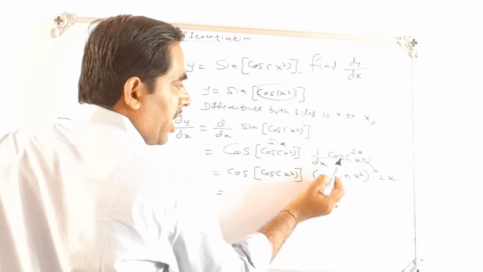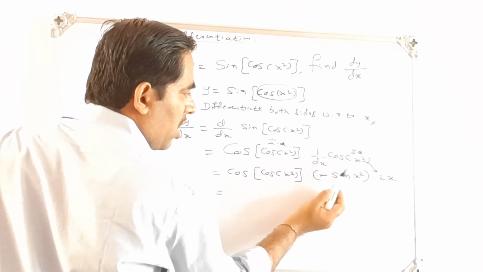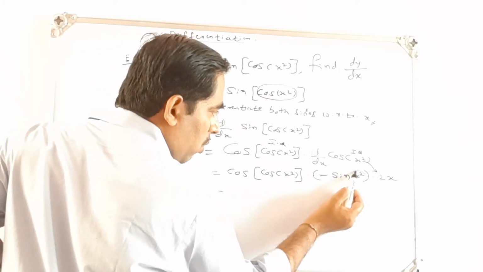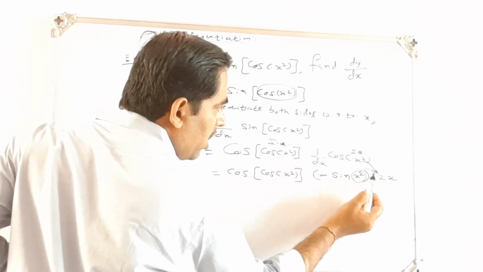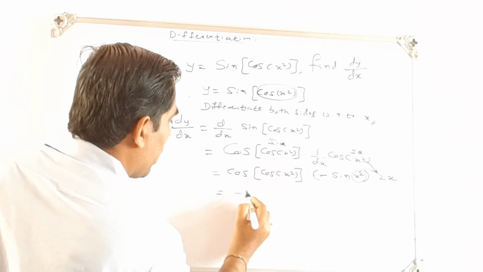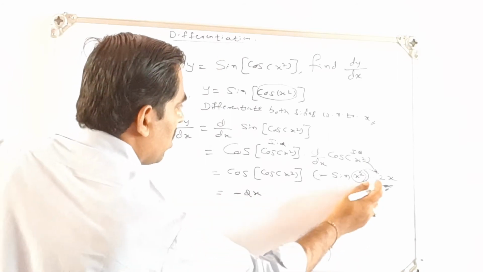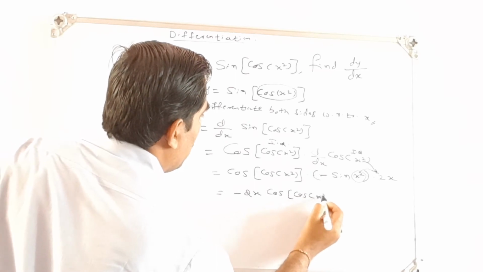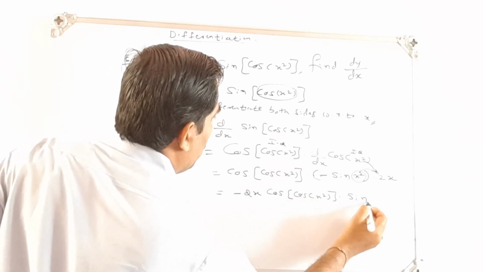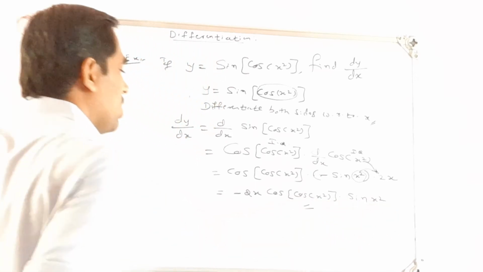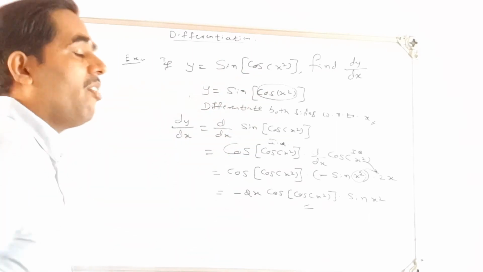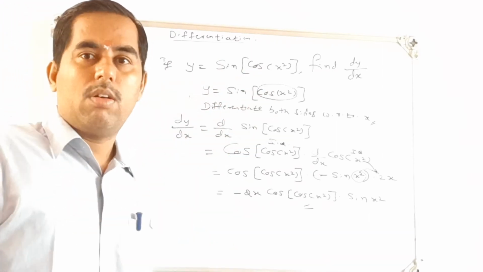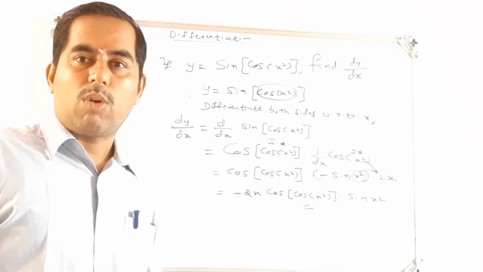Concentrate here. The derivative of cos x is minus sine x into the derivative of the inside quantity, that is 2x. So I can write that as minus 2x into cos of cos x square into sin x square. This is the derivative of sine of cos of x square. This is called the chain rule of differentiation.